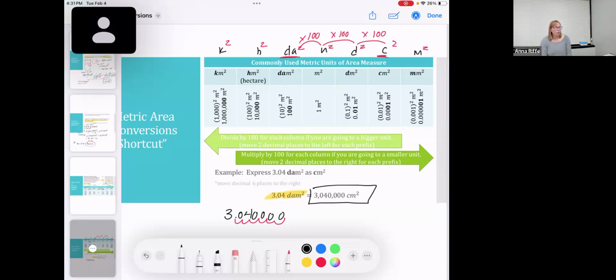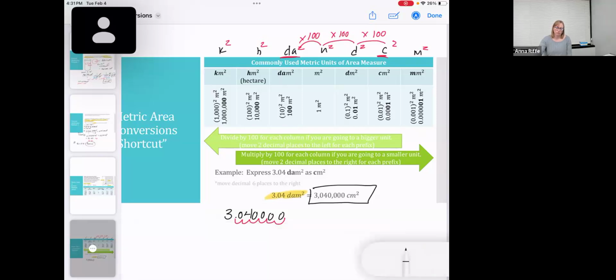Okay, so again, we can use those prefixes. It does work. We just have to remember that when we're dealing with area, each prefix change accounts for 2 decimal places instead of 1.